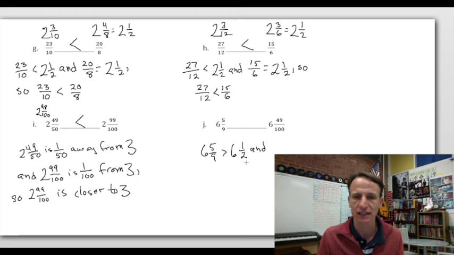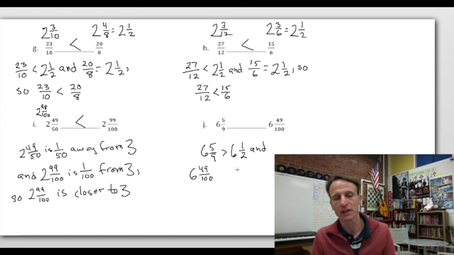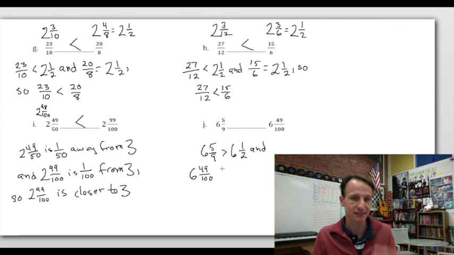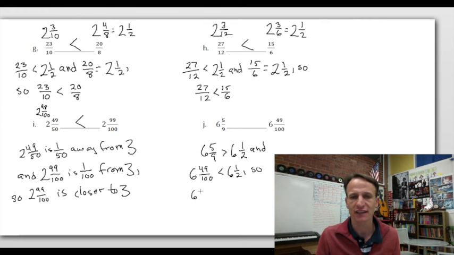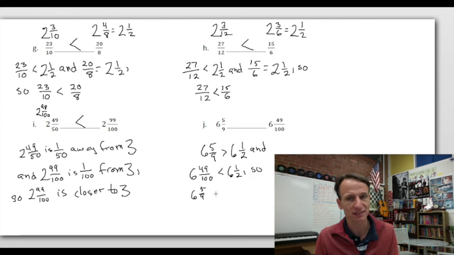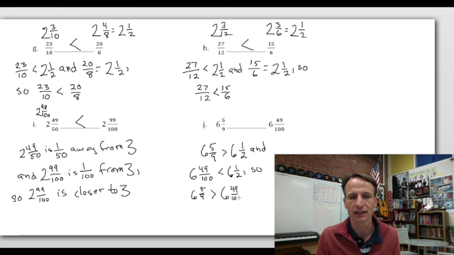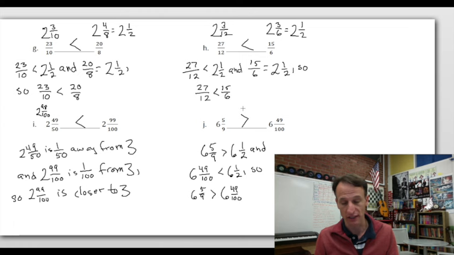And now let's look at 6 49/100. You see where I'm going, right? How many hundredths would be 1/2? 50 hundredths would be 1/2, right? So this is less than 6.5. So what does that tell us? That tells us that 6 5/9, think about it, is more than 6.5, and the other one's less. Okay, so this is clearly more than 6 49/100. So 6 5/9 is greater than 6 49/100.